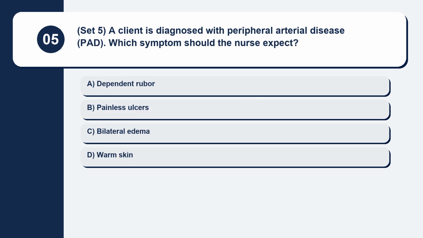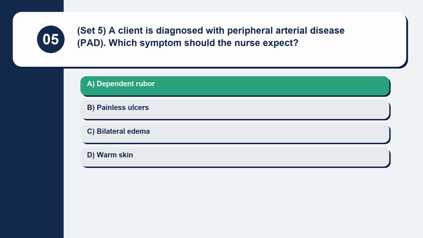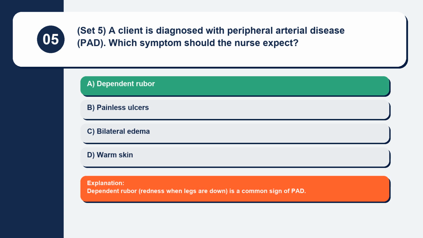Question 5. Set 5. A client is diagnosed with peripheral arterial disease, PAD. Which symptom should the nurse expect? Dependent rubor, painless ulcers, bilateral edema, warm skin. Dependent rubor, redness when legs are down, is a common sign of PAD.